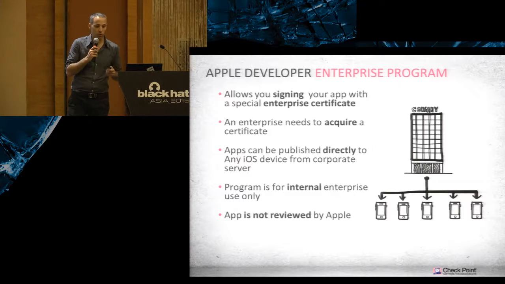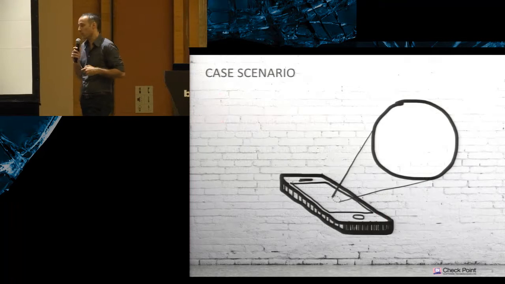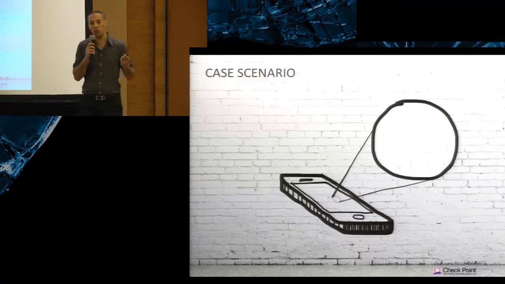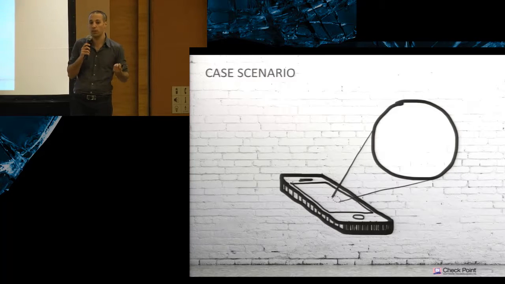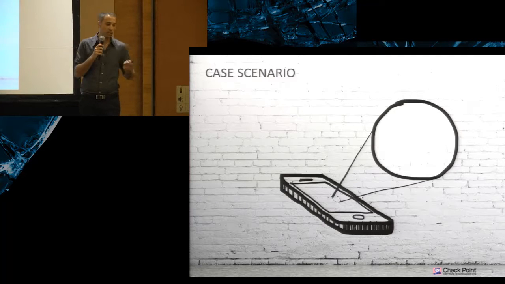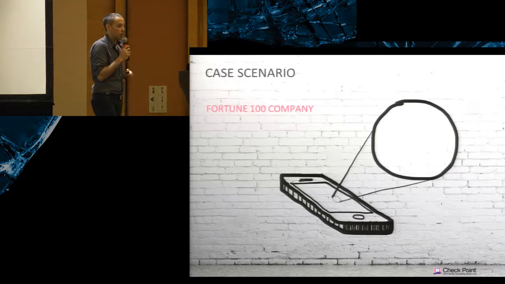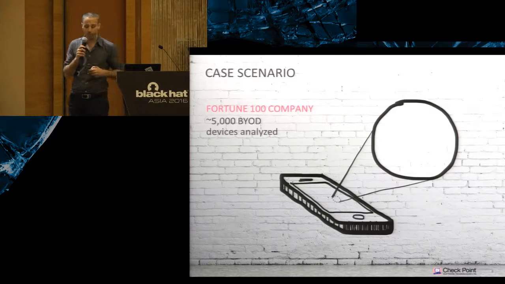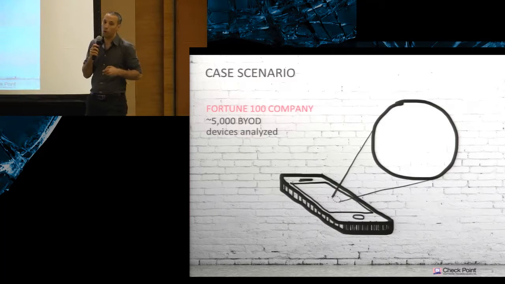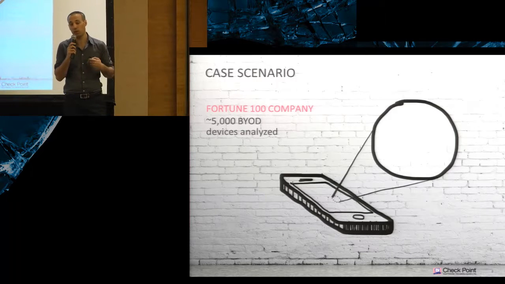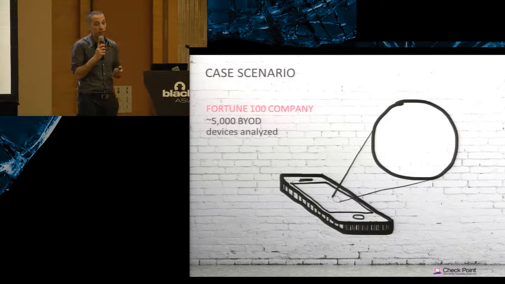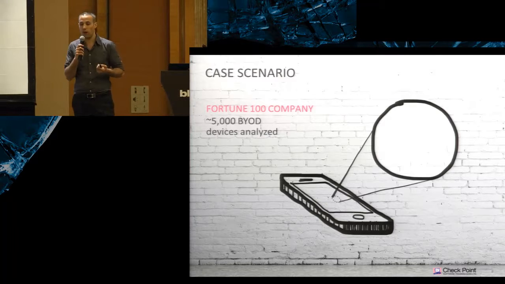So the first thing that I want to mention is a case study from one of the companies that we are working with. We have a solution that monitors all the devices in the company, the applications and the behavior of these mobile devices. This is a case study of a U.S. Fortune 100 company, where we did an initial deployment of 5,000 bring-your-own-device mobile iOS devices. And what we found was quite surprising.